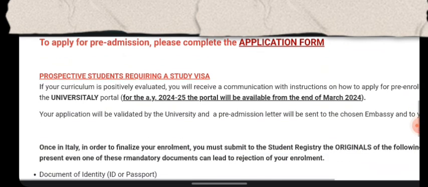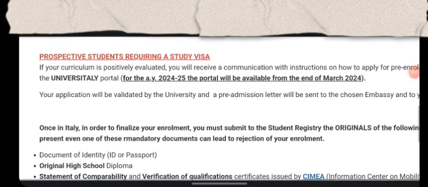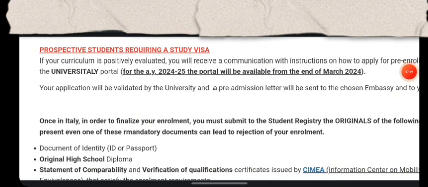Prospective students who require a study visa must make sure that they go through the Universitaly portal. The first thing you want to do is a pre-enrollment on this particular school's website, before you go ahead to the Universitaly portal to do the other pre-enrollment. This section says that for 2024-2025, the portal will be available from the end of March, after which admission has ended on this university's website.